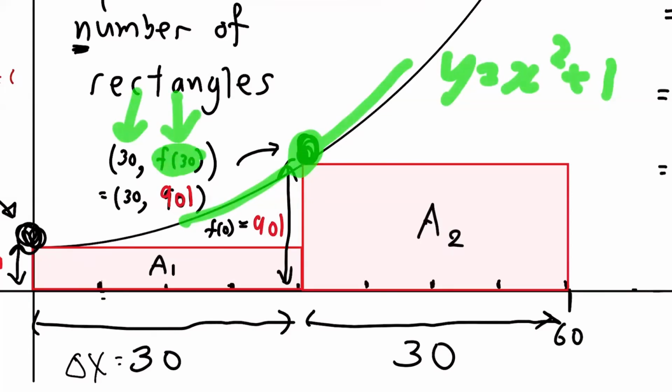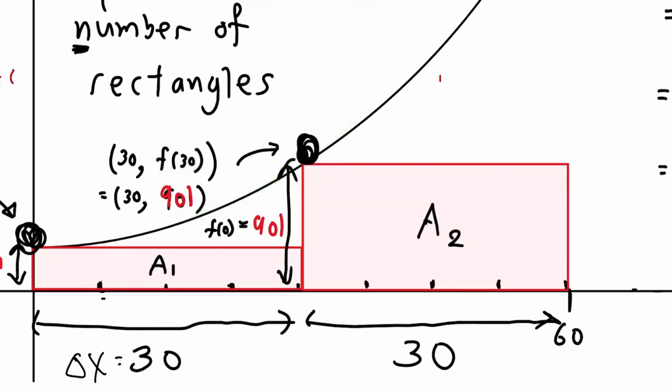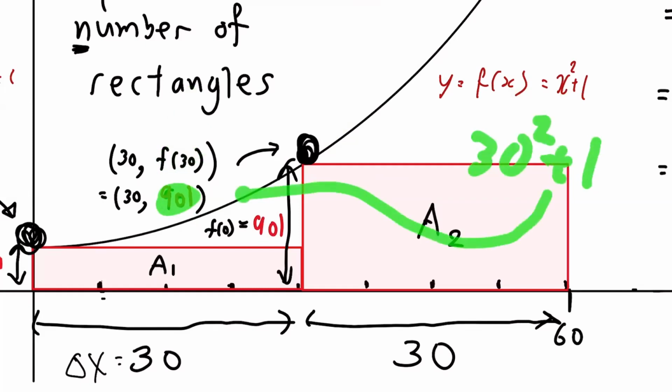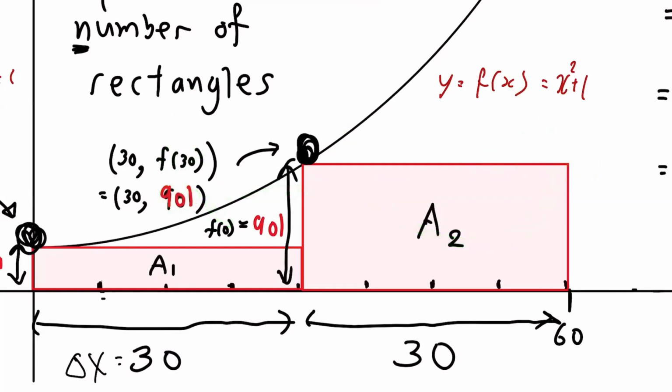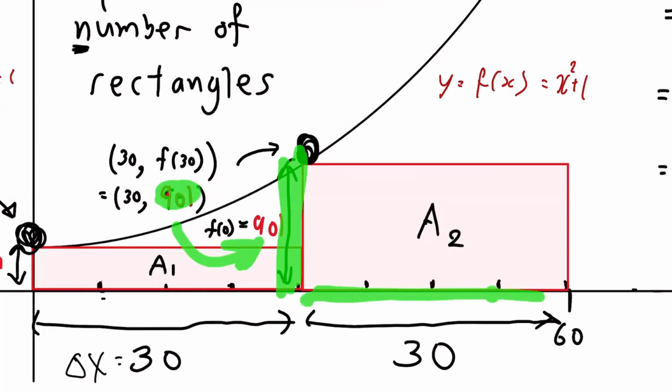f of 30. What's f of 30? Just remember the notation: f of x is x squared plus 1. So when I say f of 30, I mean sub in x equal to 30. Then you get 901, 30 squared plus 1. You can calculate on your own calculator. So that just means that the y coordinate, the height here, is 901. And I have a base here, which is 30.